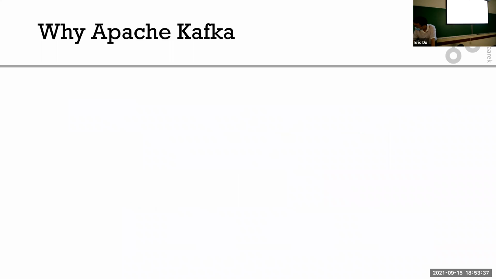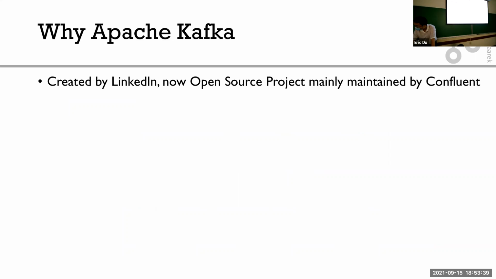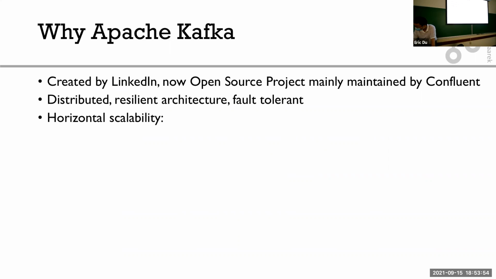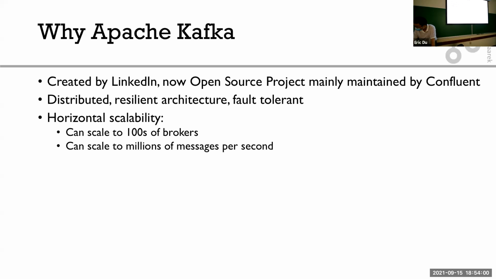So why would we even use Apache Kafka, right? Well, it was created by LinkedIn, and it's now an open source project, mainly maintained by a private company called Confluent, but it's under the Apache stewardship. It's a distributed, resilient architecture, and fault tolerant, and basically it scales. It scales horizontally. There are Kafka clusters with over 100 brokers. It's also proven by LinkedIn and many other companies that it can scale to millions of messages exchanged per second. That's quite a lot of scale.